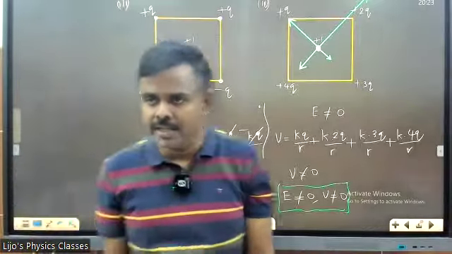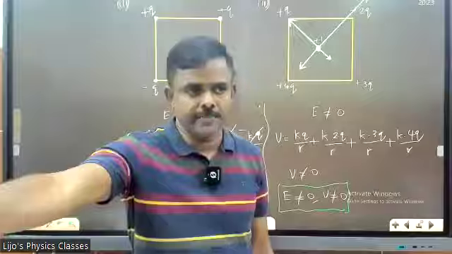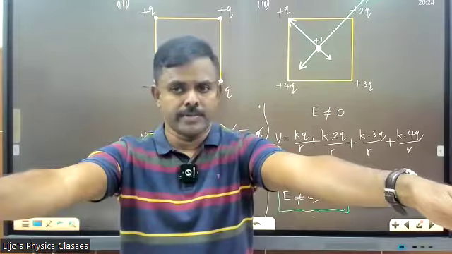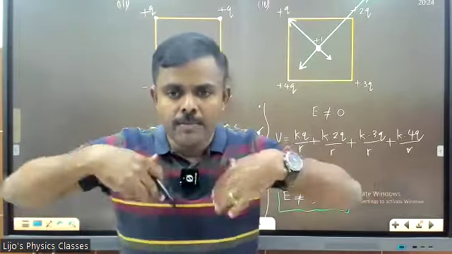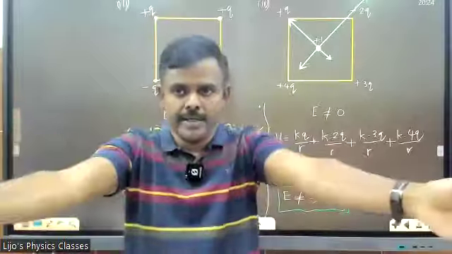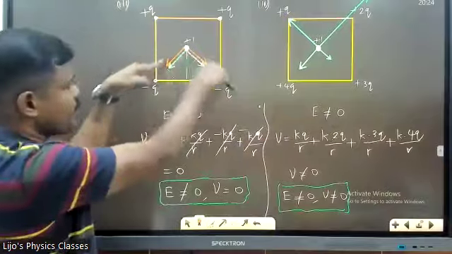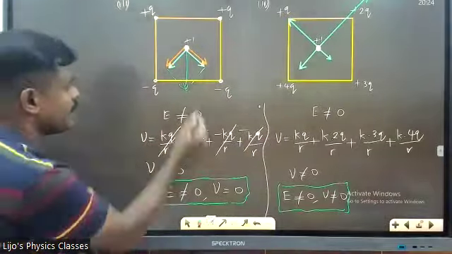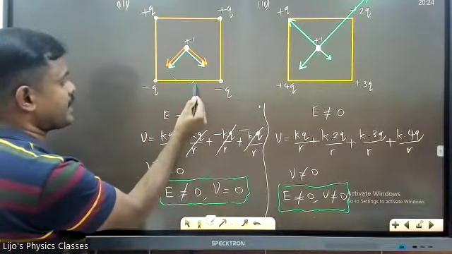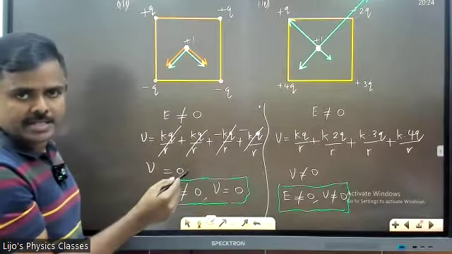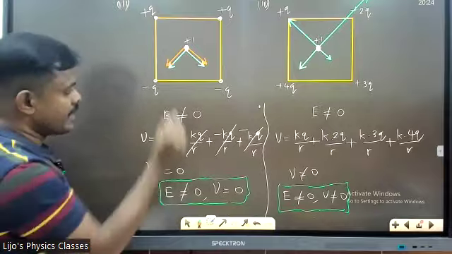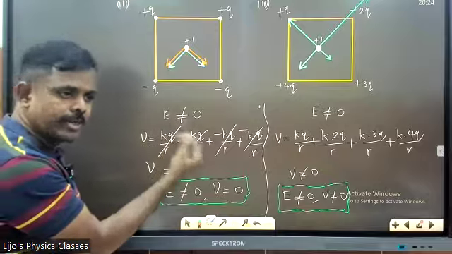Imagine I'm standing here. Halima is pulling me towards her and Vedant is pulling me towards him. Then I'll definitely move in this direction, right? So here these won't cancel out because they are not acting in opposite directions. They are not cancelling out. So the electric field won't be 0.